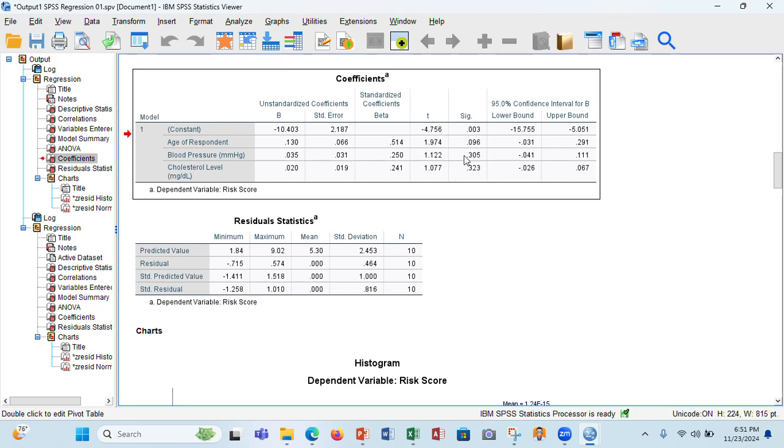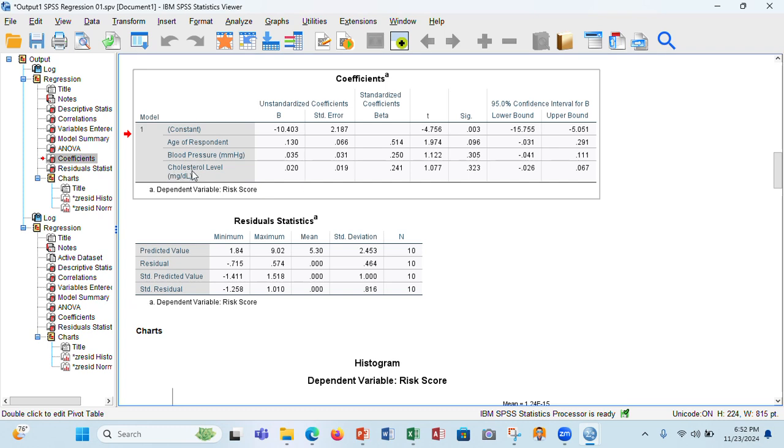And then we also see that blood pressure is at 0.305, which is far above the set alpha value of 0.05, which is 5%. The alpha value we set is 5%. So this is at 30.5%, which is far away. So it is not significant. Blood pressure does not significantly contribute to the risk scores.